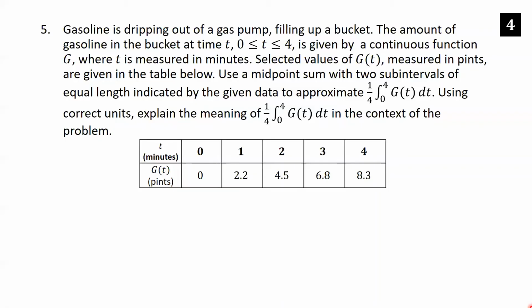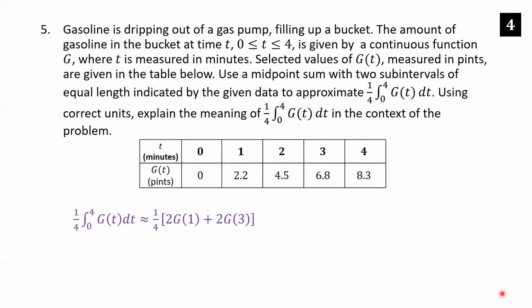All right. So we're approximating 1/4 integral 0 to 4 g of t dt using a midpoint sum with two subintervals going from 0 to 4. That means we're splitting up 0 to 4 into two pieces, from 0 to 2 and from 2 to 4. And we're going to use the midpoint in each case. So from 0 to 2, we're going to use the midpoint 1. And from 2 to 4, we're going to use the midpoint 3 here.